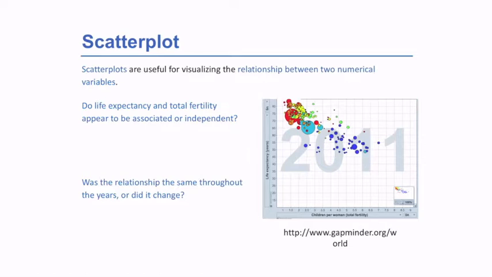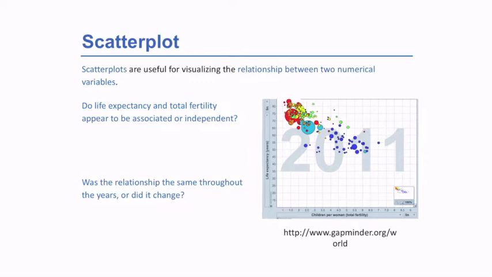Scatter plots are useful for visualizing the relationship between two numerical variables. Looking at this scatter plot, this is from a really cool website, gapminder.org, which has a whole bunch of graphs where you can plot a whole bunch of different variables. So this is the fertility, the number of children per woman in the population, and the life expectancy in years for 2011 for a whole bunch of different countries.